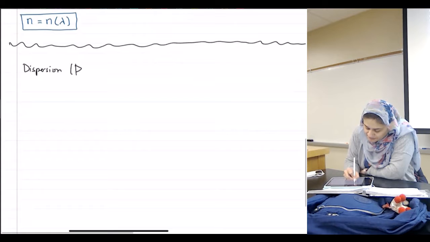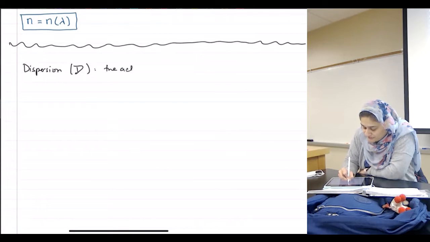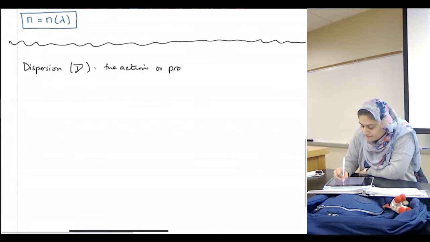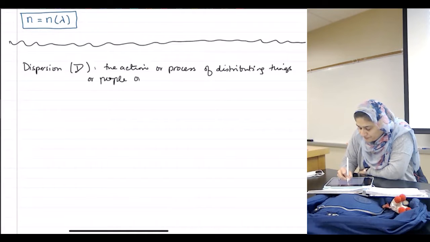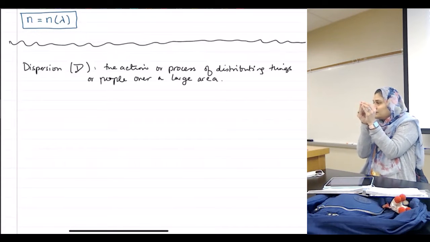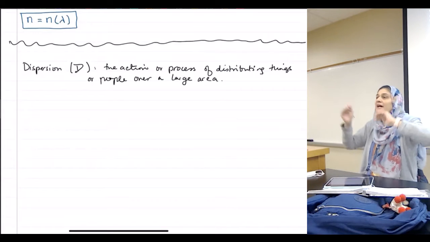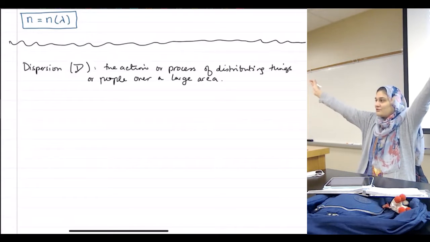So Merriam-Webster's dictionary defines dispersion, that I'm gonna call fancy D, as the action or process of distributing things or people over a large area. So if you have a group of people that are together, how do you separate them into a larger area? So think of light, white light, as a group of lights together. How do you make them go dispersed out?